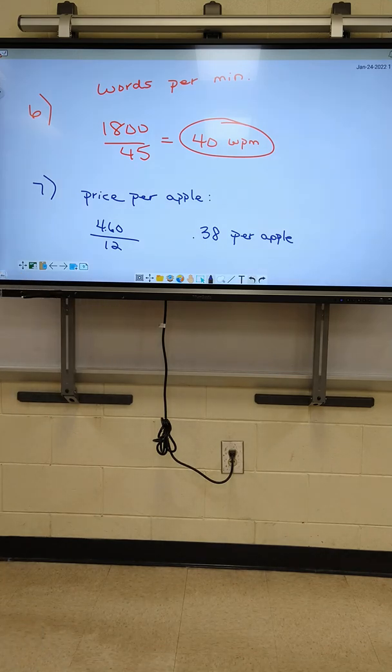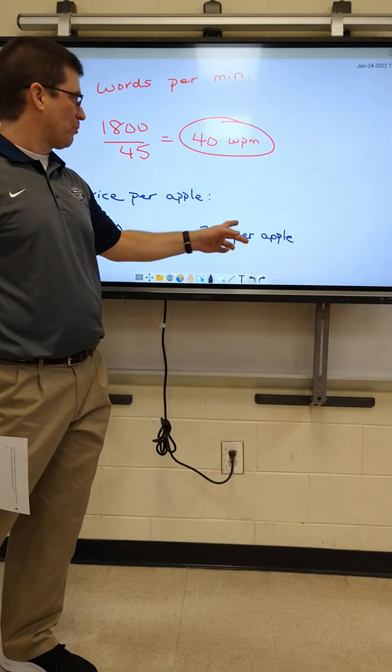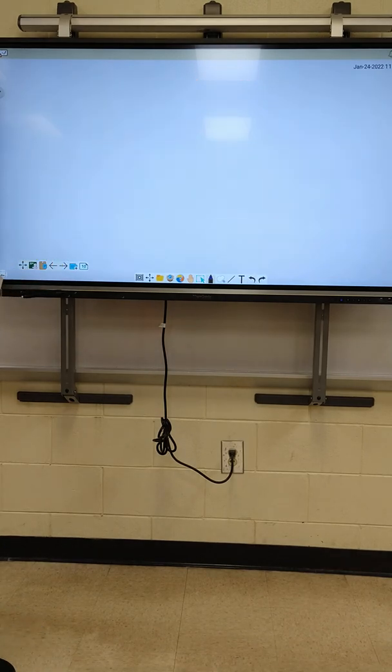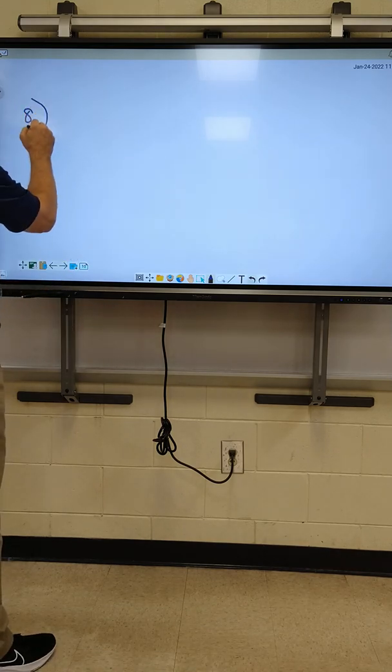Carter, go ahead. Yeah, you need to label it, like words per minute. Per apple, or whatever it is. What kind of apples are they selling? Best kind of apples, those Fuji apples. You agree? So 38 cents. Is that expensive or cheap? It's pretty cheap. Go to 8.